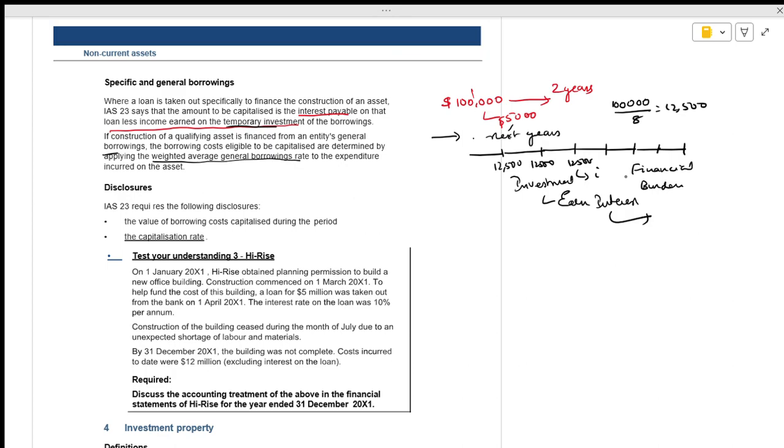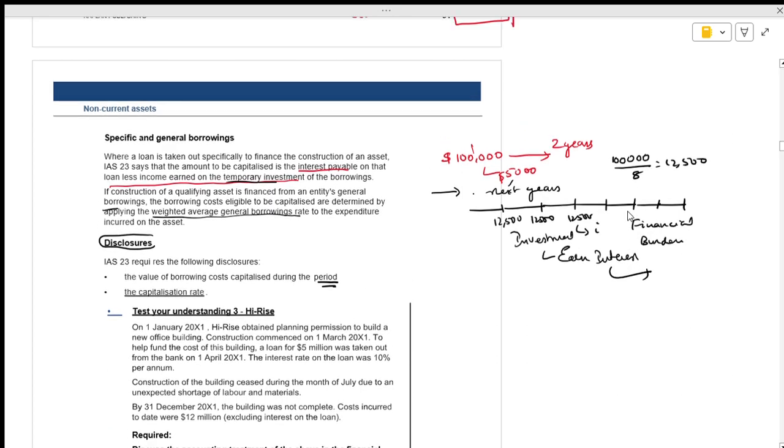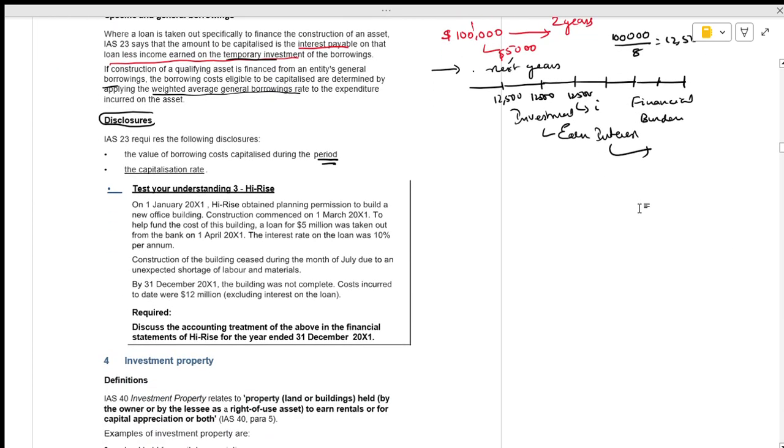What is the disclosure? What does it say? Disclosures are very important. Take my word. The value of borrowing cost capitalized during the period. Fine. This is where we have to state the capitalization rate as such. Fine. Now test your understanding.